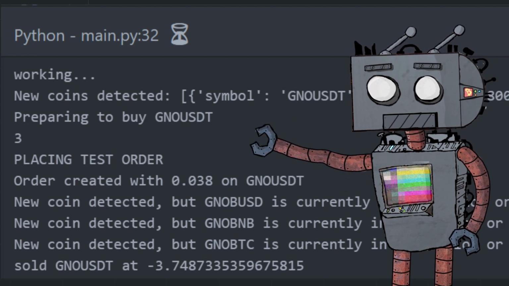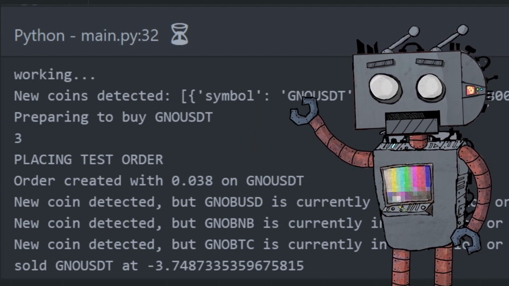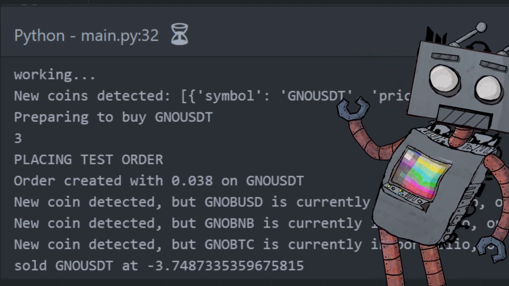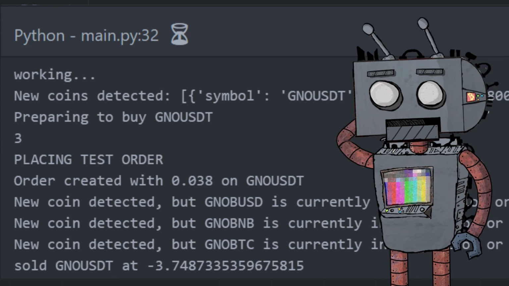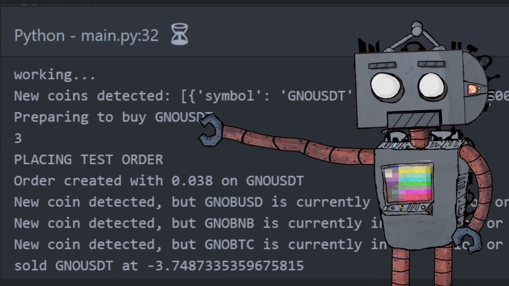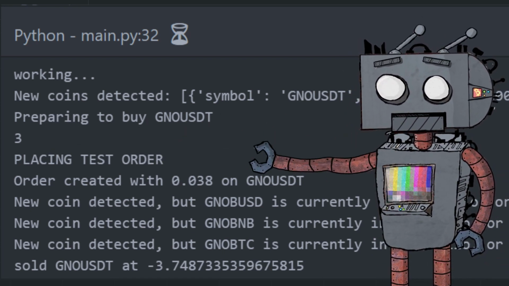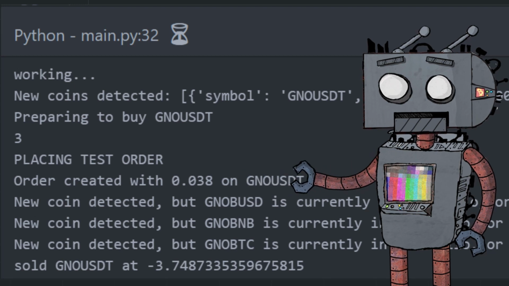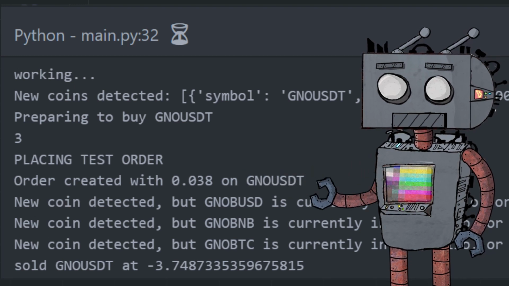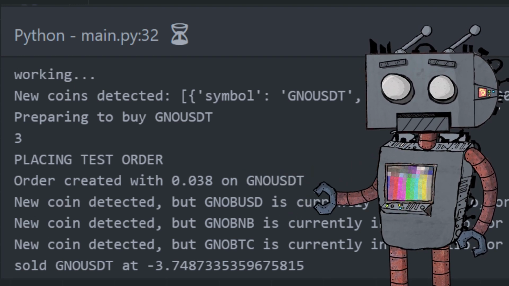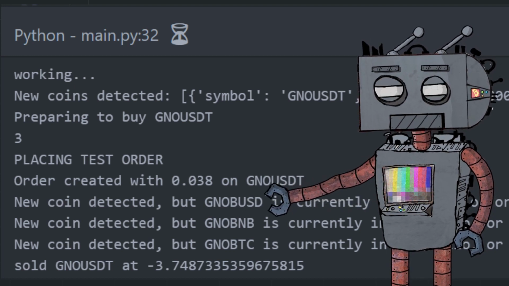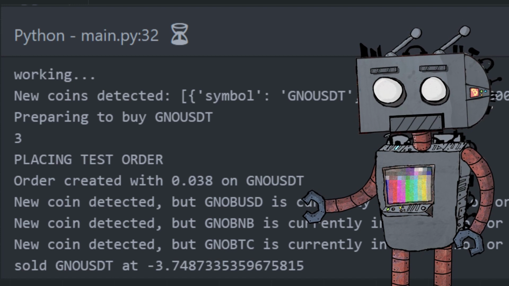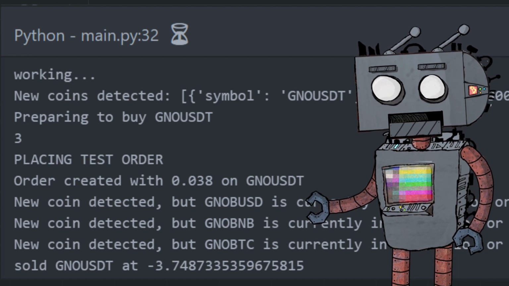First of all, it detected GNO, symbol GNO USDT at price 394. It prepared to buy GNO, it placed a test order with 0.038. And then it's just telling us that the pairing, the additional pairing options do not match our choice, which in this case is USDT.